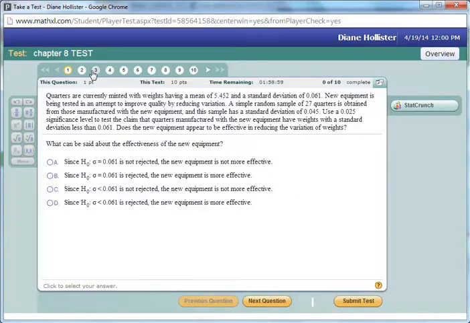Keep in mind when you do a standard deviation problem that you have to remember to square your standard deviation to enter the variance in StatCrunch, as well as pay attention to your hypothesis setup.